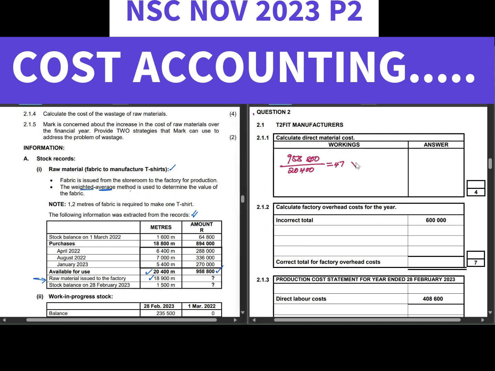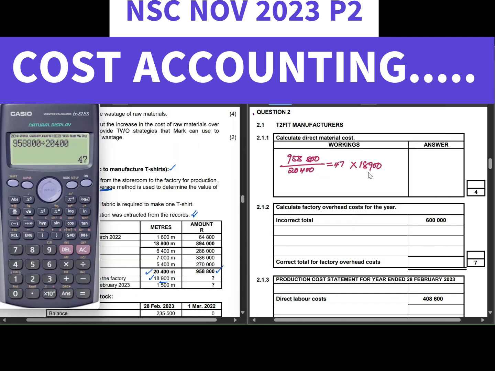Then I'll take my number of meters, which is 18,900. So I'll multiply that by 18,900. I'll say 47 multiplied by 18,900 meters. And then I'll end up with 888,300. Okay, so this becomes my direct material cost.